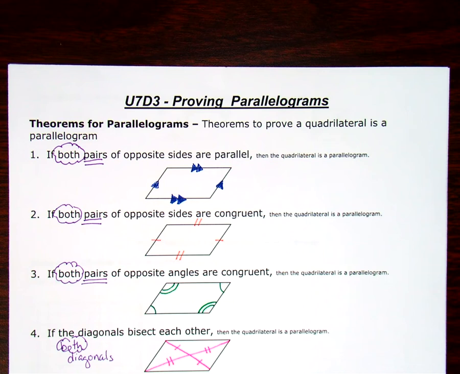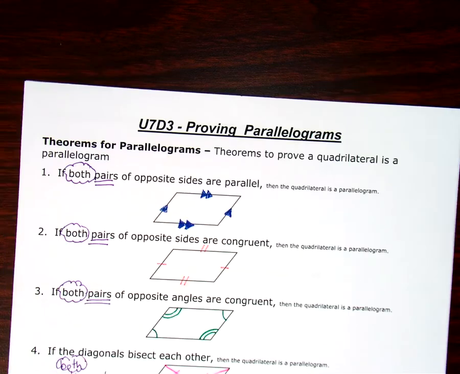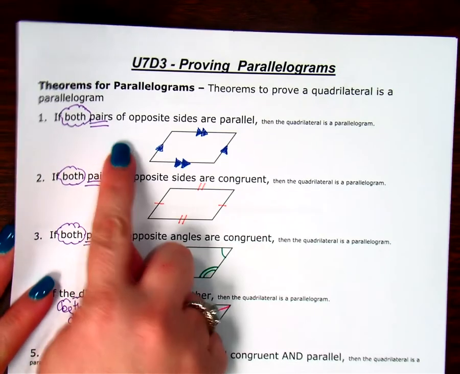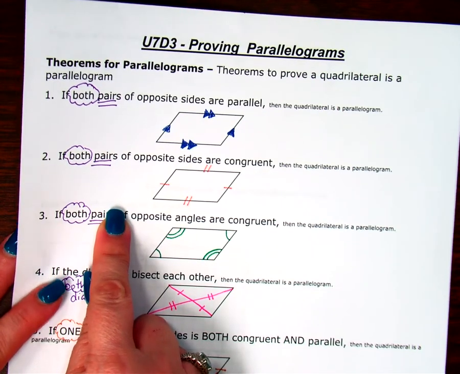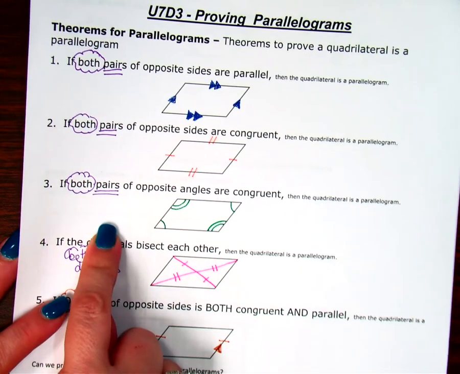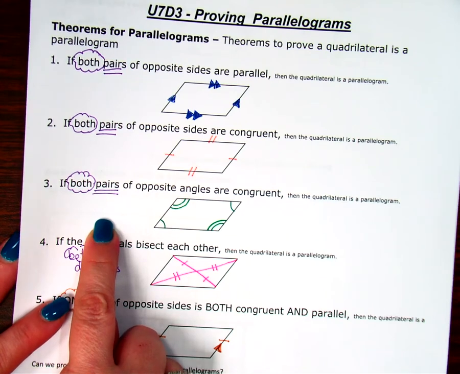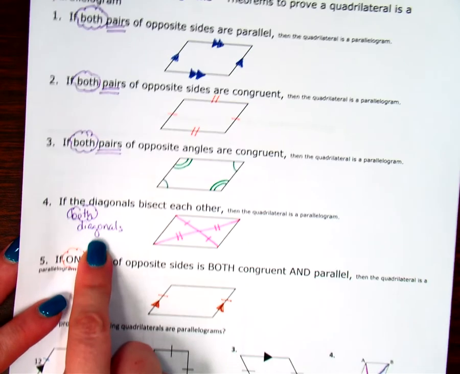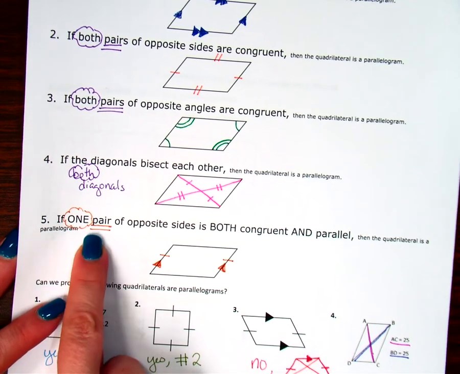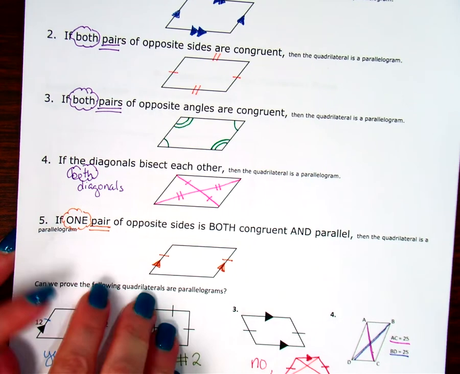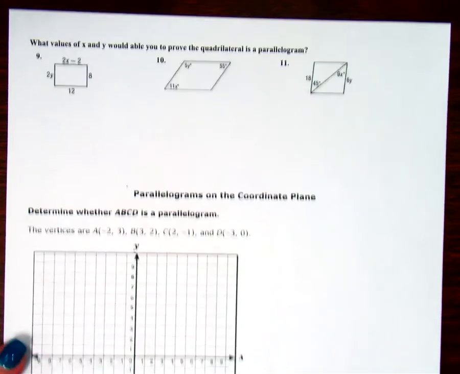We are still working with proving that we really do have a parallelogram when given a quadrilateral. And we said we have 5 theorems that are going to help us prove that. The first one, both pairs of opposite sides are parallel. The second one, both pairs of opposite sides are congruent. The third one, both pairs of opposite angles are congruent. The fourth one, both diagonals bisect each other. And the last one, a pair of opposite sides is congruent and parallel. Okay, so let's continue looking at some examples.